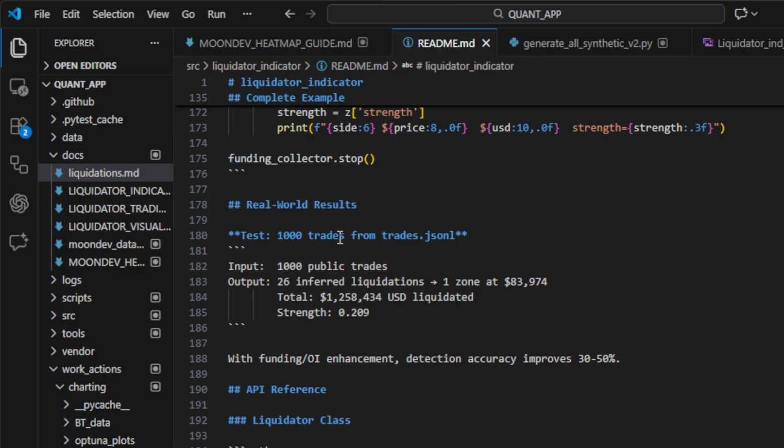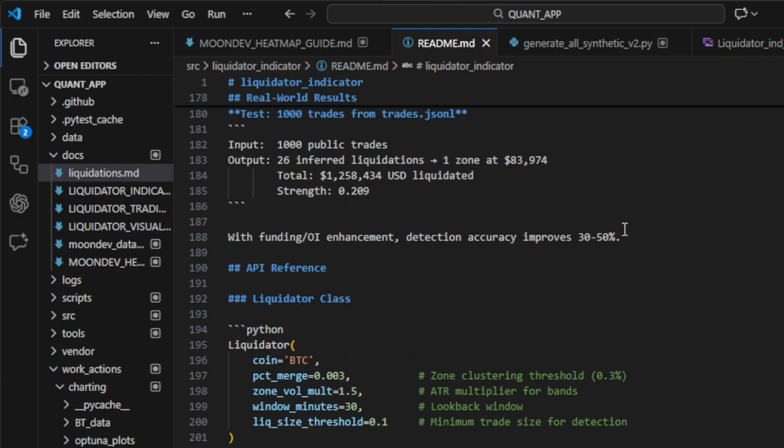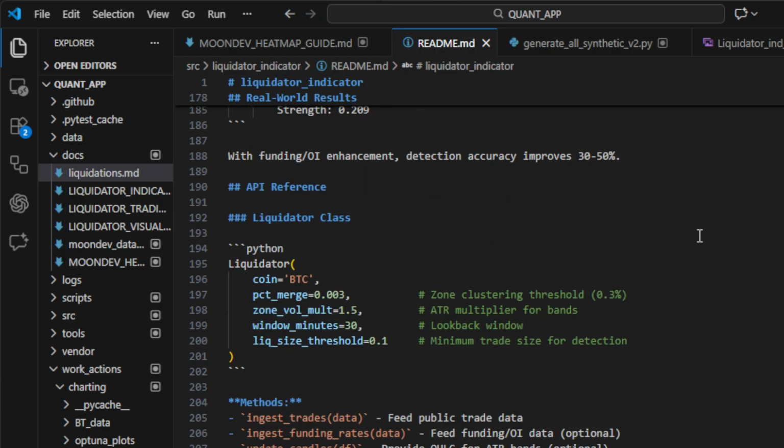Real world results, test 1000 trades from trace JSONL, JSON large. So input 1000 public trades, 26 inferred liquidations. So one zone at 83,974, a total of 1,258 USD liquidated. Strength was only 20%. With funding and open interest enhancement, detection accuracy improved 30 to 50%. So my first idea was rather not so good.